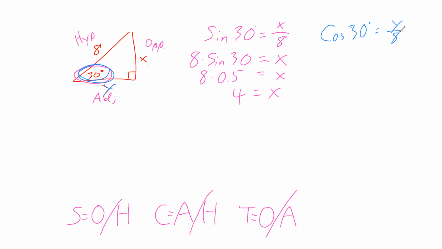So we got our setup. We're solving for y. We got to get 8 over to the other side. So just like we did here, multiply it over. So 8 times cosine of 30 equals y. Again, plug it into your calculator. When you plug it in, 8 times, let's see, cosine of 30. That one comes out to a decimal, so 0.866.